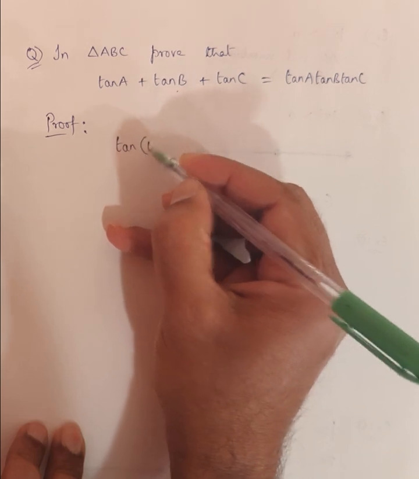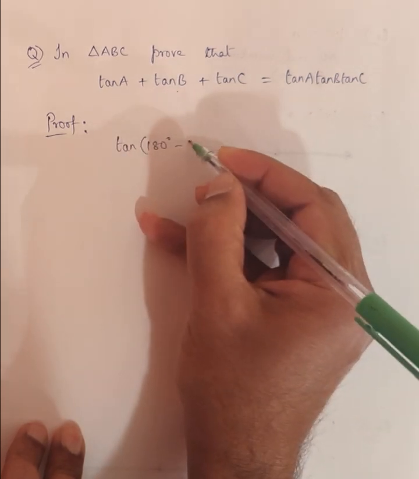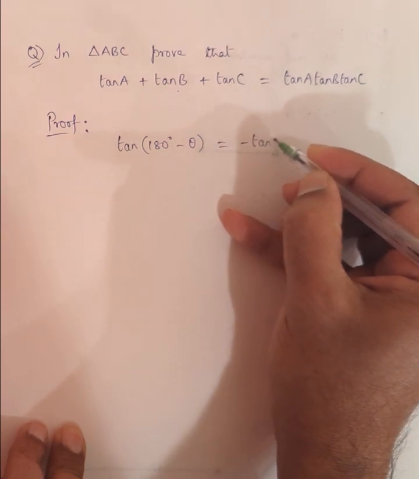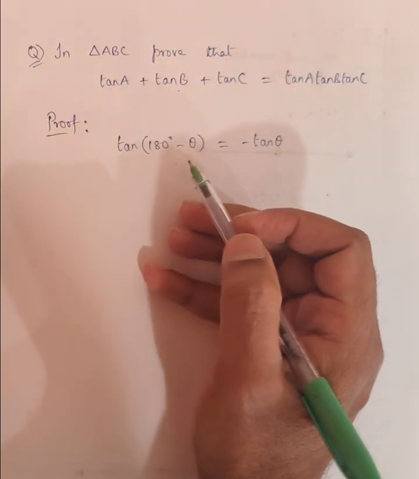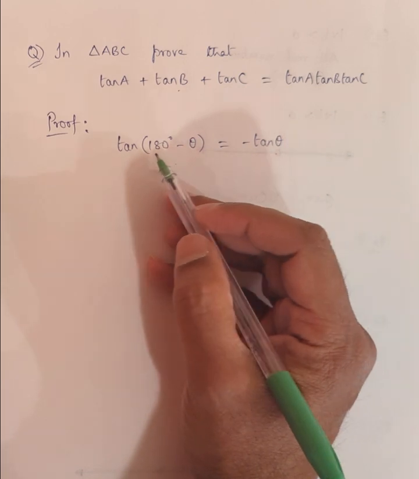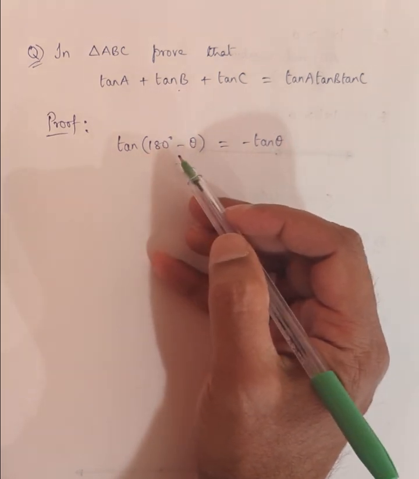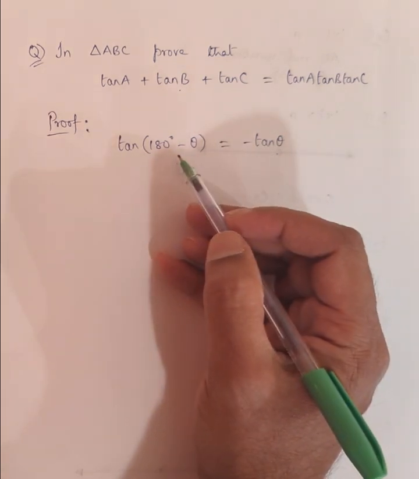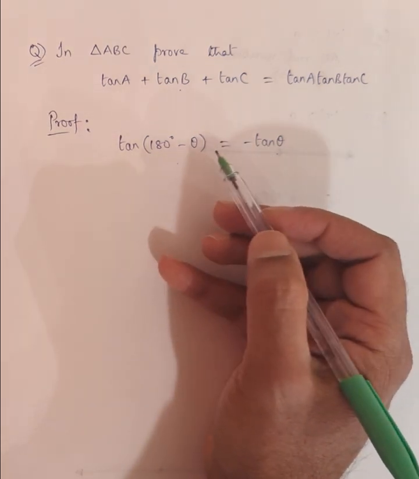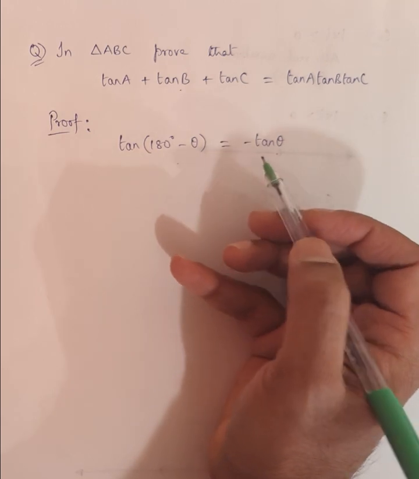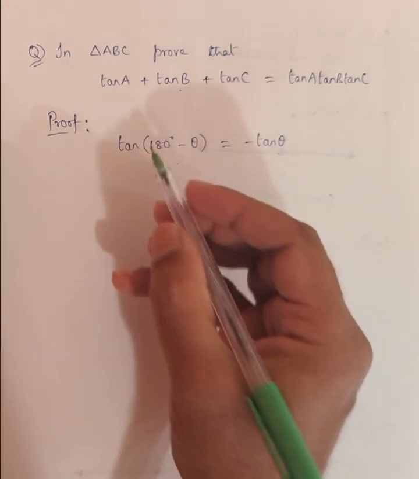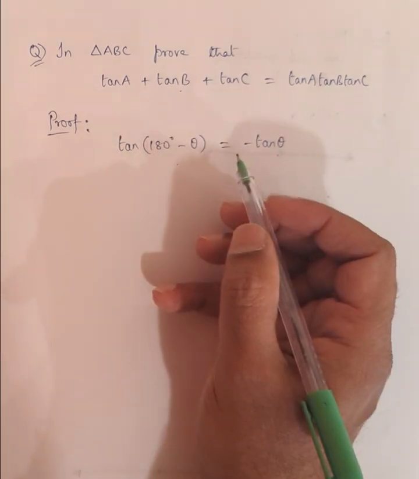tan of the supplementary angle, tan of 180 degrees minus theta, is negative tan theta. Because if you imagine theta to be an acute angle, this angle falls in the second quadrant, and in the second quadrant tan is opposite to whatever it is in the first quadrant. In the first quadrant it's positive, in the second quadrant it's negative. So this is one of the facts we want to know.